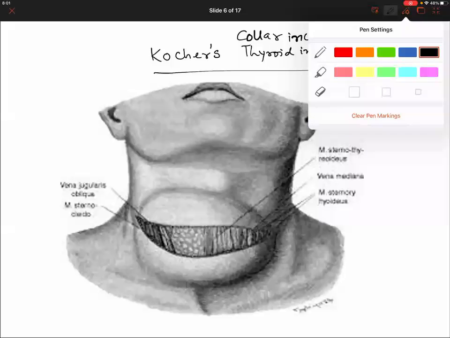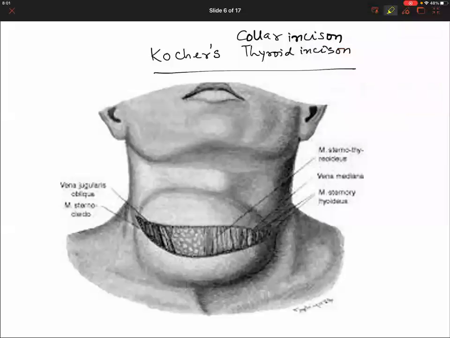What is this thing that is being shown after cutting the skin? Platysma. Platysma. Wow, very good. So this is the platysma. Very nice.